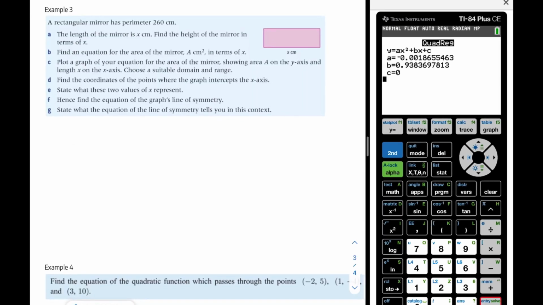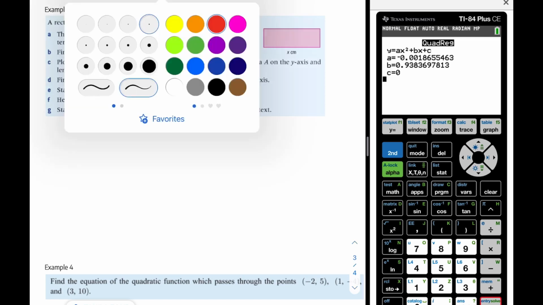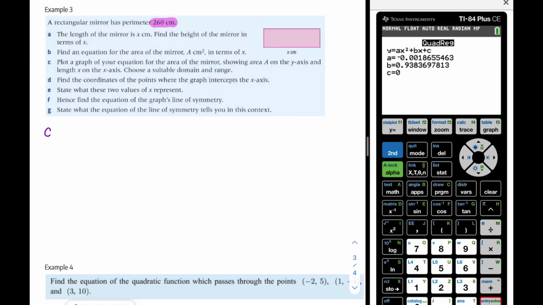Example 3. A rectangular mirror has a perimeter of 260 centimeters. The length of the mirror is x. Find the height of the mirror in terms of x. So for A, we are told that the perimeter is equal to 260. So if the perimeter is 260, that means adding up all the sides put together is going to be 260. If one side is equal to x, then that means this side is also equal to x. And we're asked to find what the height is.